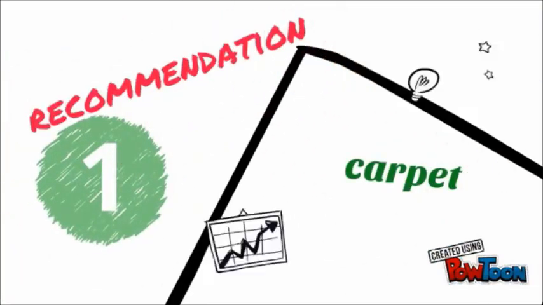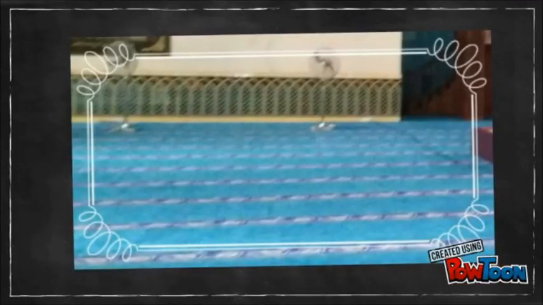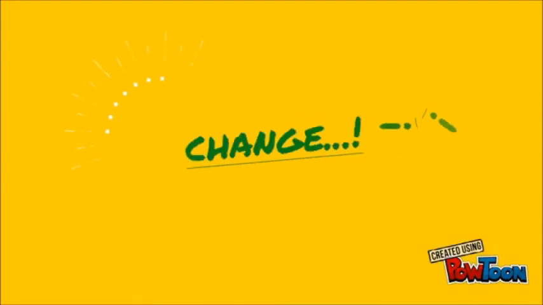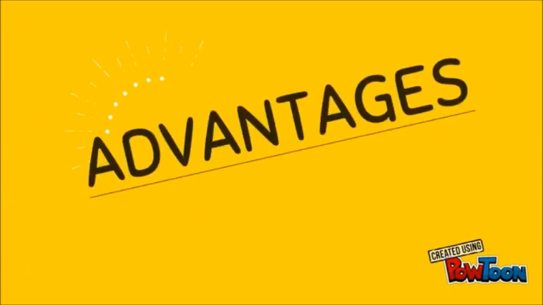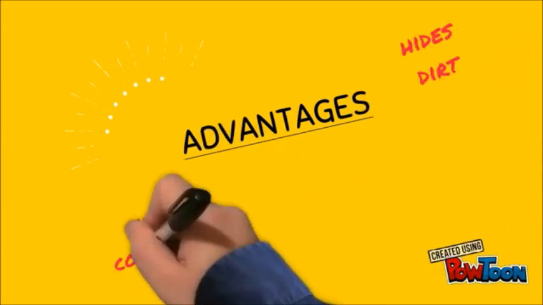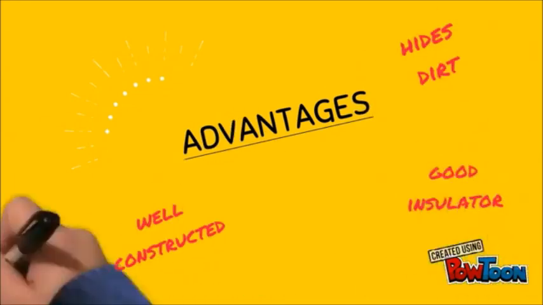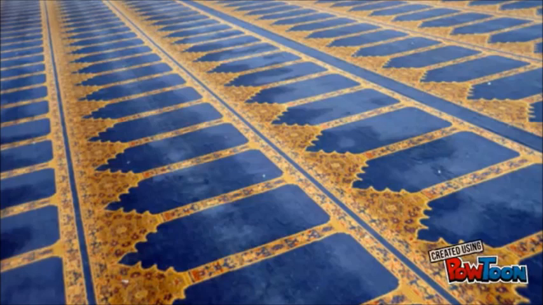Next is the recommendation. First is carpet. This picture shows the existing carpet that is used for the mosque. Change the carpet to a carpet that contains a higher recycled material, for example wool carpet. The advantages of using this carpet are: 1. Hides dirt. 2. Well constructed. 3. Good insulator. 4. Naturally flame resistant. This picture shows one of the carpets that contains higher recycled material.